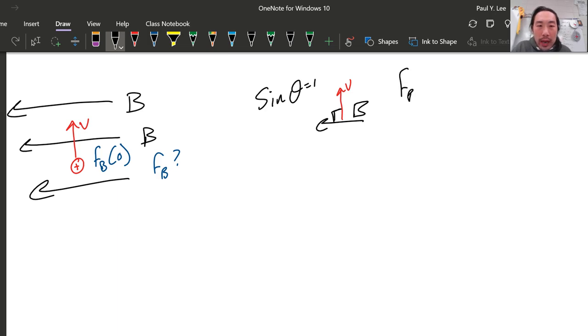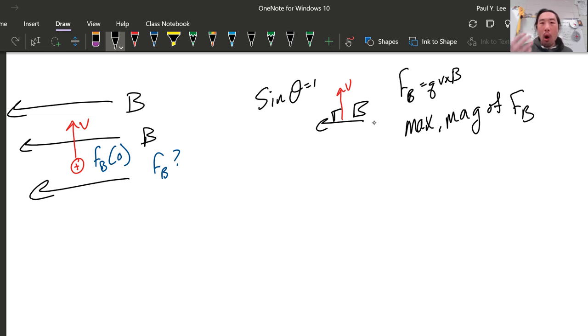So if we take a look at FB is equal to QV cross product B, right? If we put a sine of 90 as a cross product, we get QVB times 1, meaning that we have, I'm going to just call it max force. So we have maximum magnitude of F of B. So that magnetic field is exerting all of its force on that moving charge.